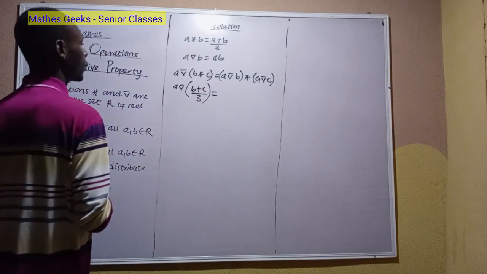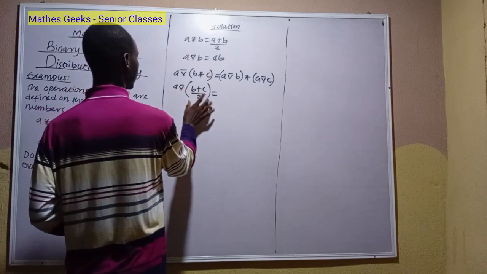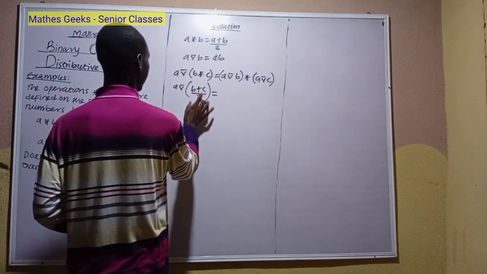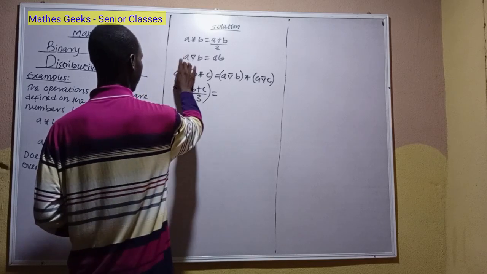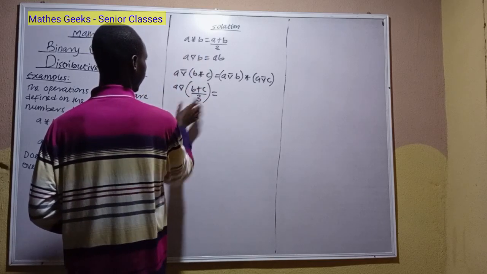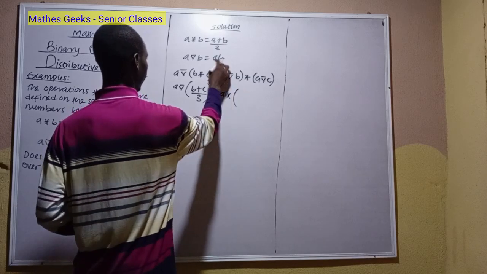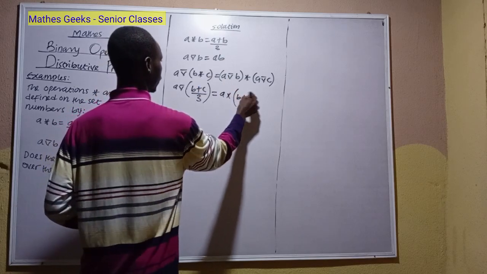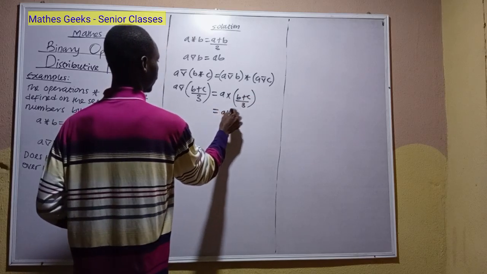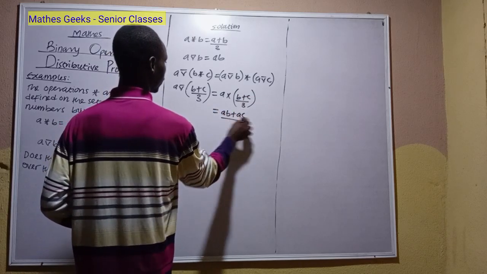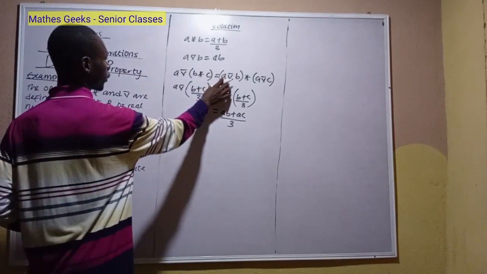So a ∇ ((b + c)/2), which is this operation, will give us ab, where a is a and now b is this bracket. So this will give us a times (b + c)/2, that is (ab + ac)/2. And let's come over here.